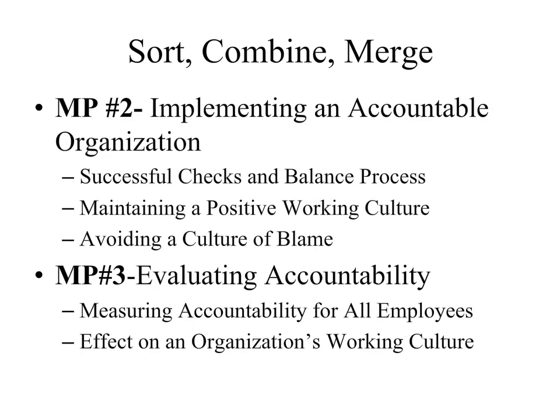The second major point that I felt was important was implementing an accountable organization. Now, if you remember the bullets, there was nothing under there that read implementing an accountable organization, but I think that theme really shot out as a part of three key bullets. One was successful checks and balance process, maintaining a positive working culture, and avoiding a culture of blame. So those three bullets actually really pushed up to a major point of implementing an accountable organization.